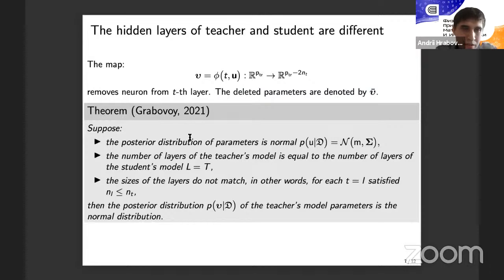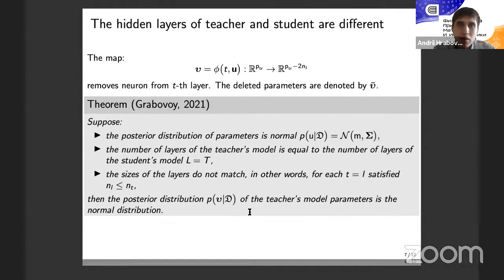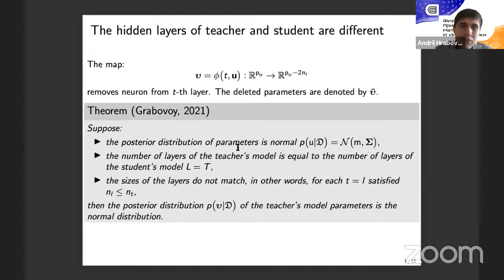This slide presents a theorem which shows that if, before deleting, the vector of model parameters u is normally distributed, and the number of layers is the same, and the student has less or equal number of neurons before deleting, then the posterior distribution after deleting is a normal distribution too. It was the first case, when the number of layers is the same, but we have a difference in the number of neurons in each hidden layer.